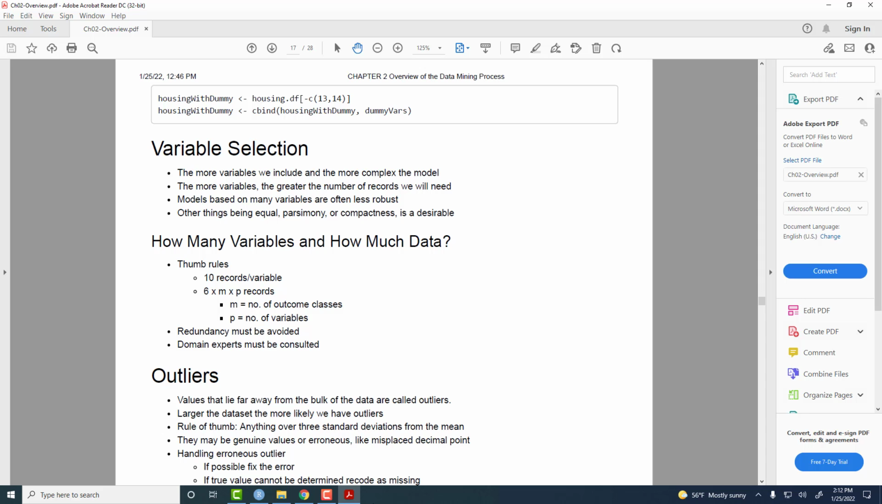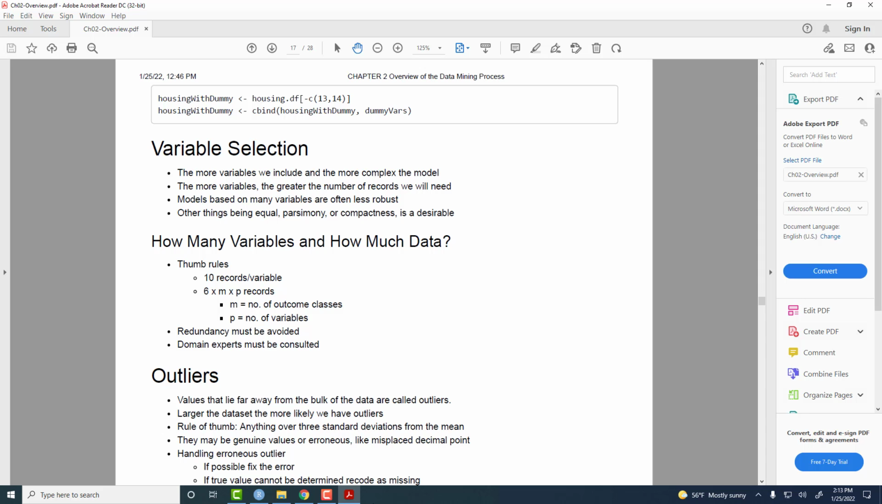So that means it will not give you consistent results, consistently accurate predictions. The more complex the model, the less robust it will be. So other things being equal, a smaller model is better than a bigger model. You don't need to add more complexity, and that's not a good idea without any gain in predictive ability. So other things being equal, parsimony or compactness is desirable. A smaller model is desirable.